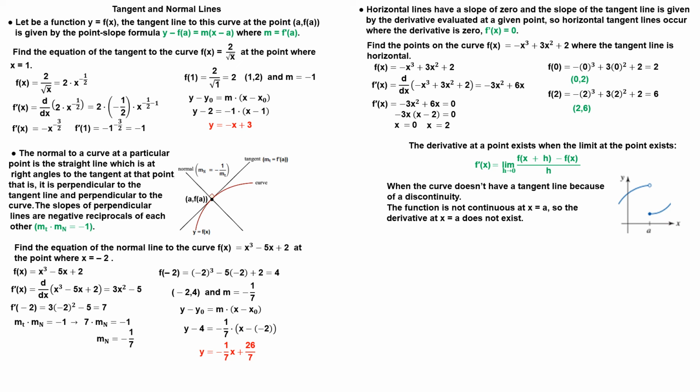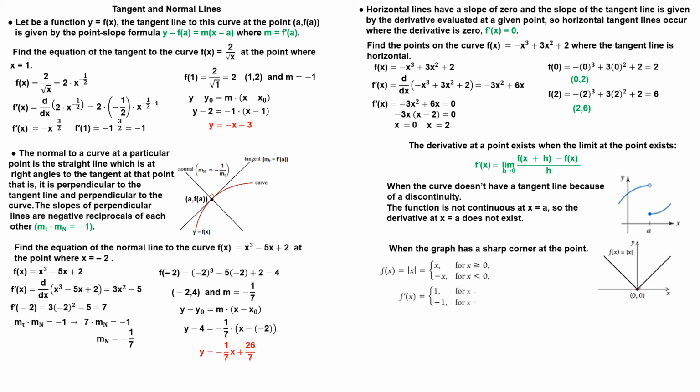The graph has a sharp corner at the point. Look at the graph. This function is continuous at x equals 0. But let's try to calculate the derivative at 0. Since the left and right hand limits do not agree, the limit doesn't exist. Then the derivative doesn't exist either. A function like this with a corner, not smooth, would seem to have many tangent lines and thus many slopes.